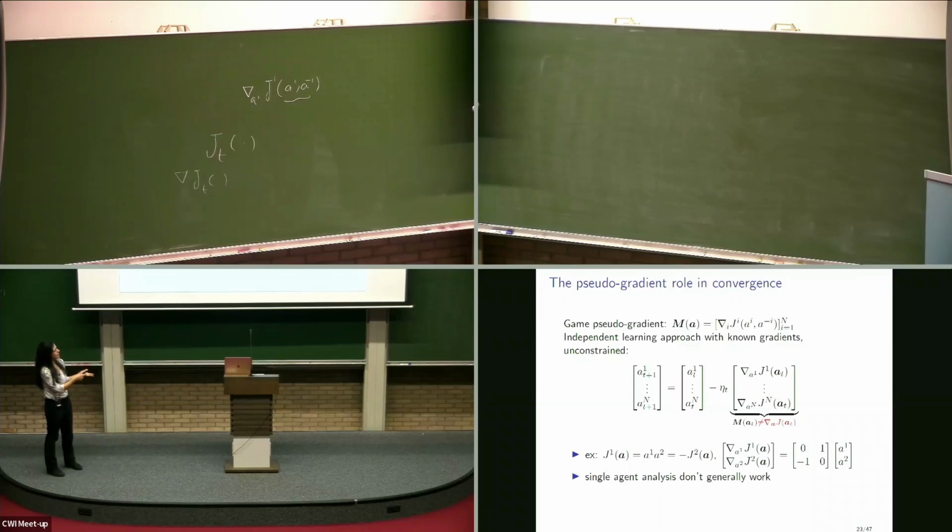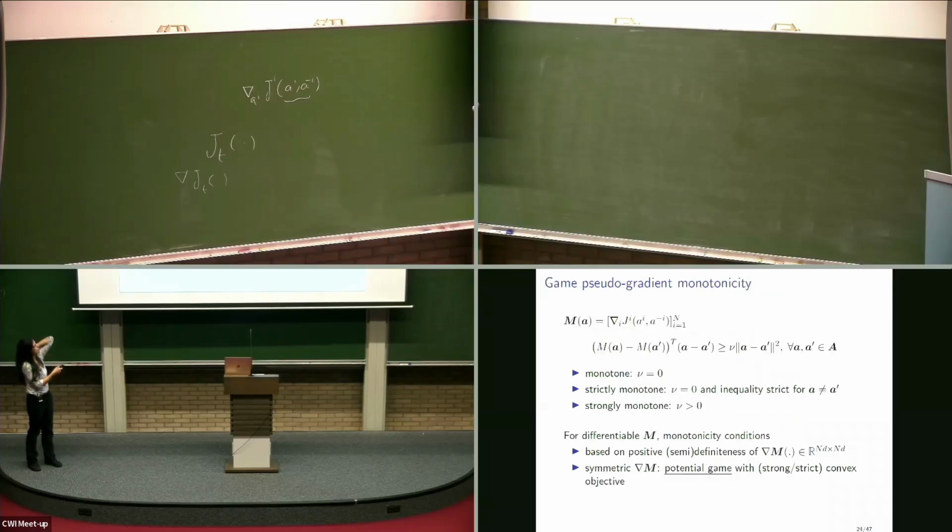So, as you can imagine, we would need some conditions on the pseudo gradient to be able to say whether this iteration converges or not. But this looks like a dynamical system that we know how to analyze. We see that the equilibrium of the system is actually our Nash equilibrium, because M of A t would be 0. And if we have projection, again, we can show that the equilibrium of this system would be the Nash equilibrium. So we know that the properties of M can tell us whether this algorithm will converge or not.